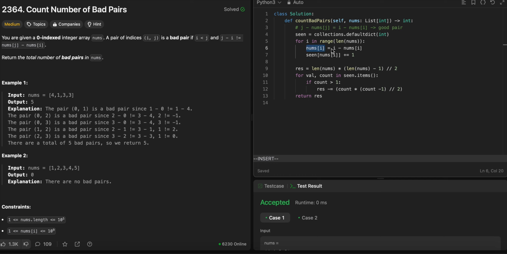So nums of i is equal to i minus nums of i for every single index. And then I'm adding to seen. This is literally just a counter. I don't know why I named it seen. I should rename it to counter or something. So, counter here, counter there.